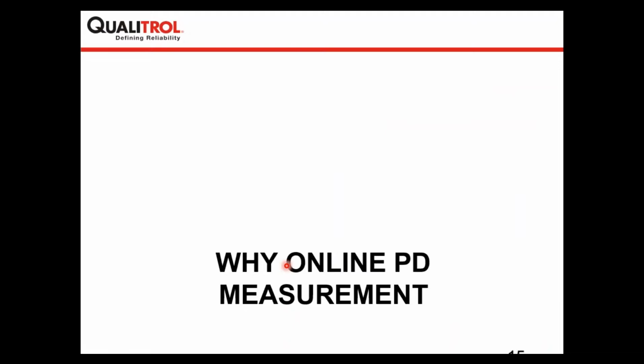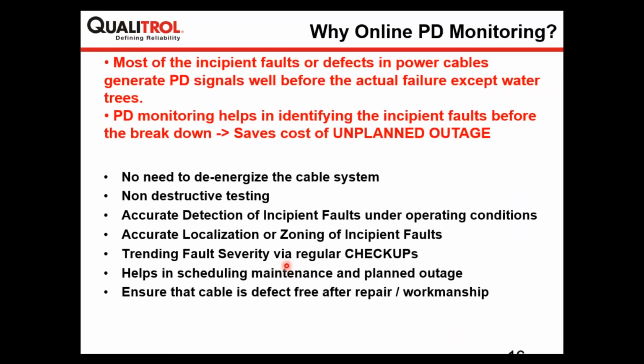So now a little bit of argument about online partial discharge measurement and the importance of performing it. Most of the defects in the cable insulation are due to bad workmanship, and most of these defects give partial discharges. If you are monitoring partial discharges regularly or continuously, you will be able to detect, and in the best case accurately locate, partial discharge along the length of the power cable. And if you are able to detect partial discharge well before time, you can go for a planned outage, and it will save a lot of the cost of an unplanned outage.